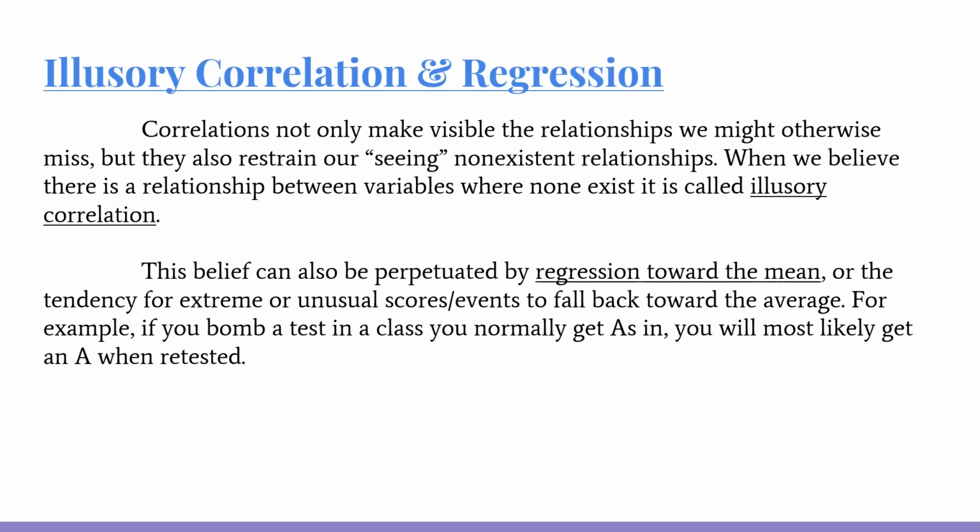There's illusory correlation and regression. Correlations not only make visible the relationships we might otherwise miss, but they also restrain us from seeing non-existent relationships. When we believe there is a relationship between variables where none exists, it is illusory correlation. This belief can also be perpetuated by regression toward the mean, or the tendency for extreme or unusual scores or events to fall back toward the average.